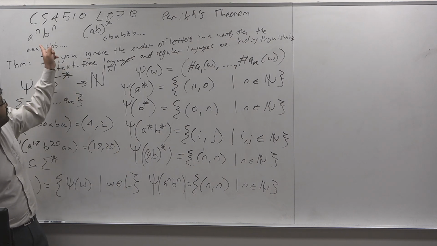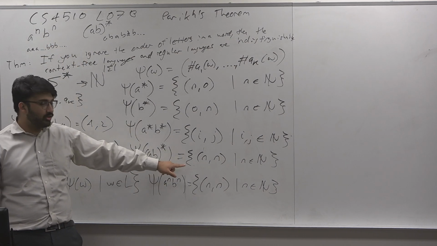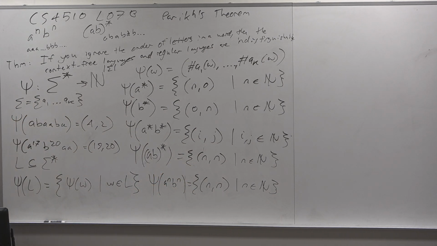Notice that we said the difference between these two is really only the order. Notice that these two have the same frequency, right? That's basically what we're going to prove, is that every context-free language has the same frequency as a regular language.